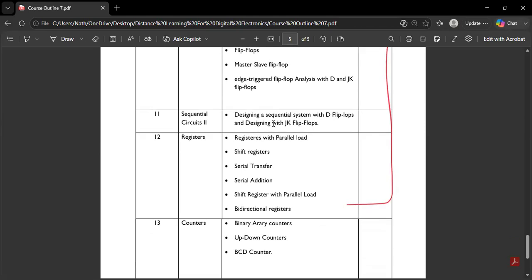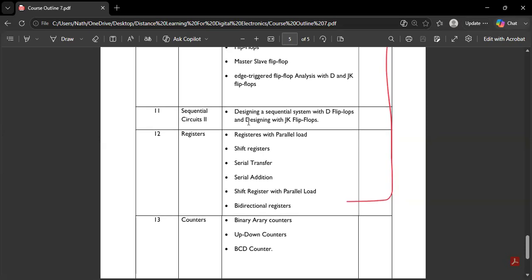Then in week 11, we look at sequential circuits 2 as well, where we look at designing a sequential circuit with D flip-flops, and then designing with JK flip-flops. So look at that. I know these may sound strange to you, but when you get into it, you appreciate whatever the course outline is saying.